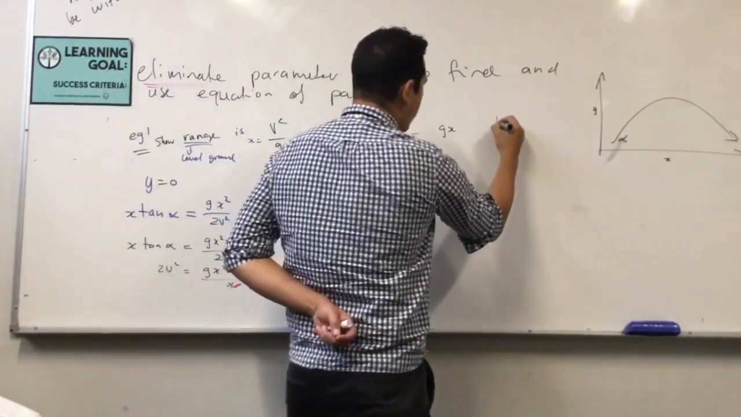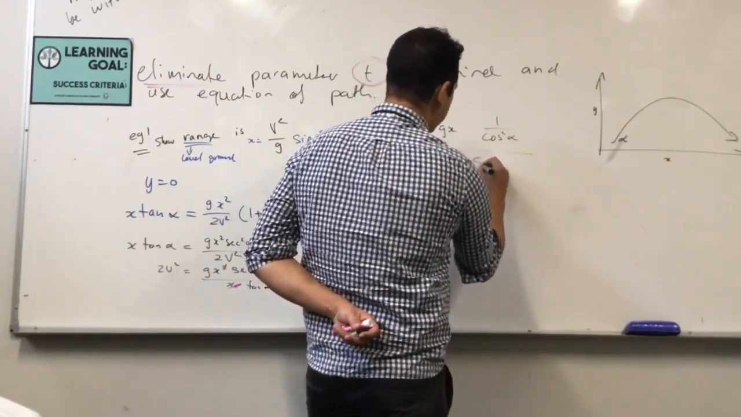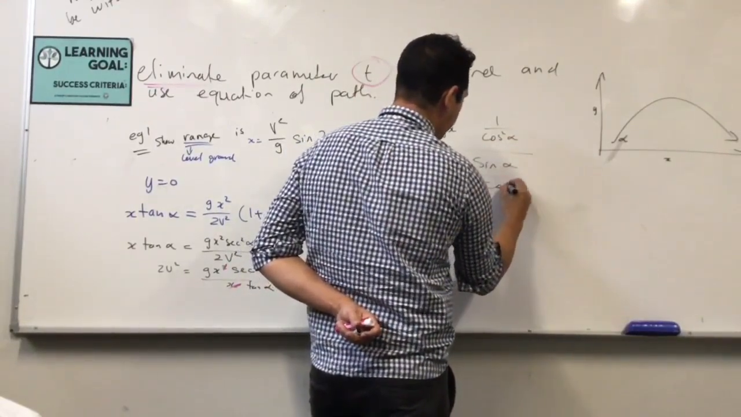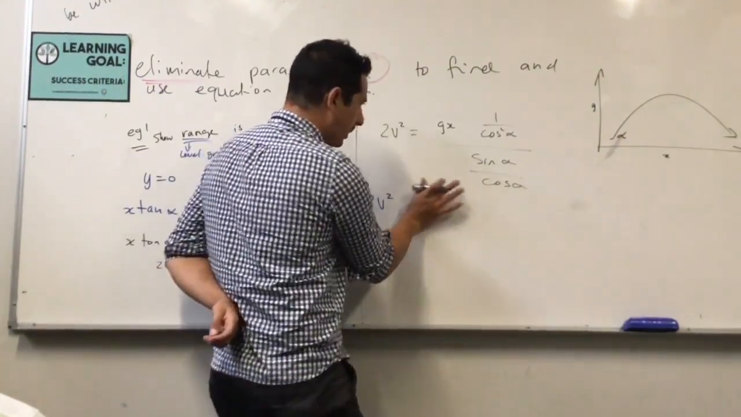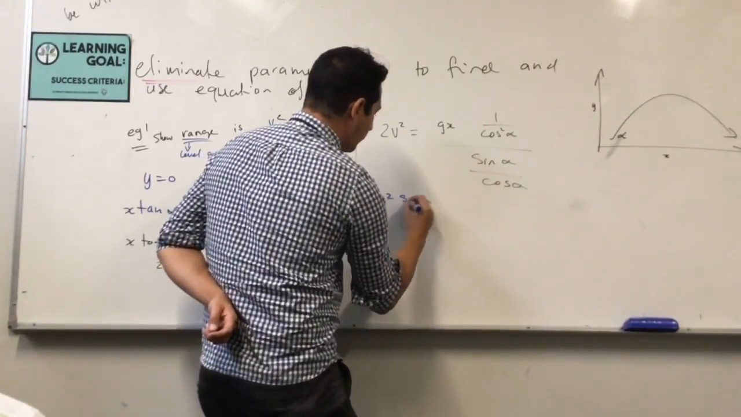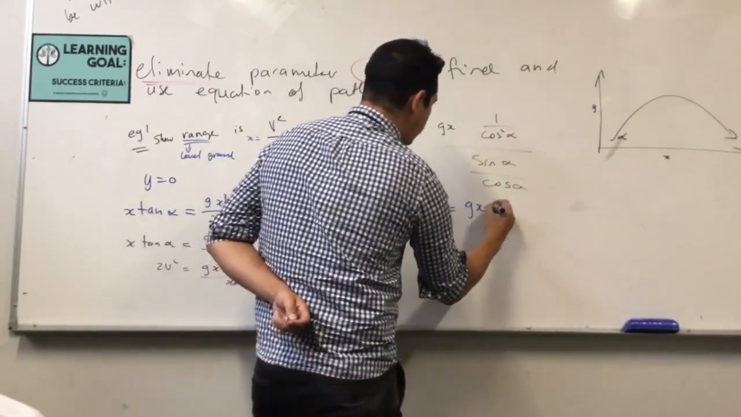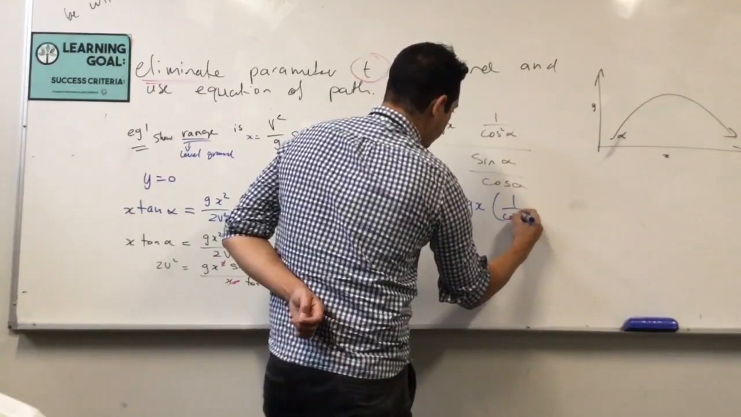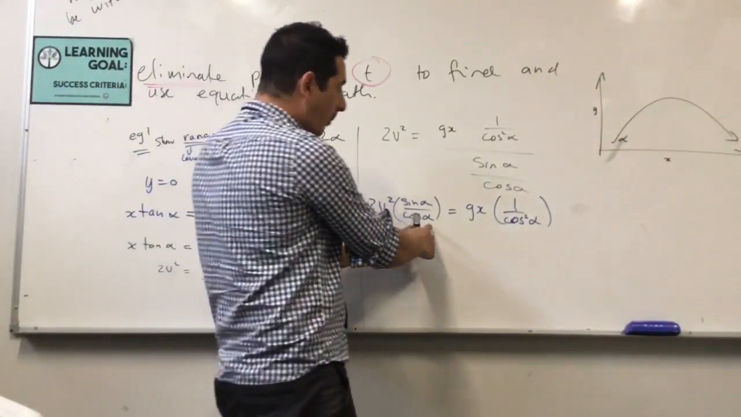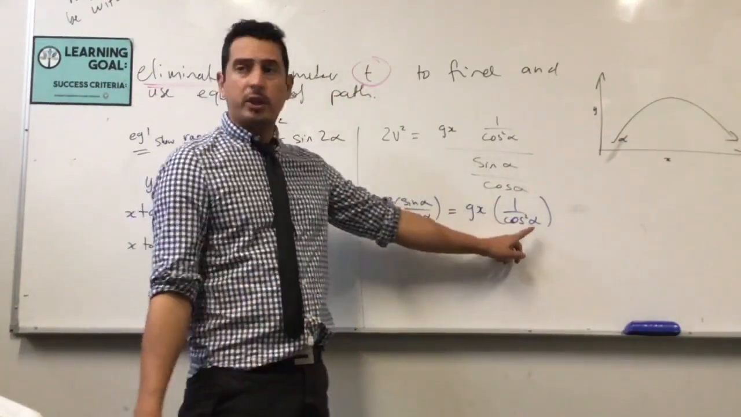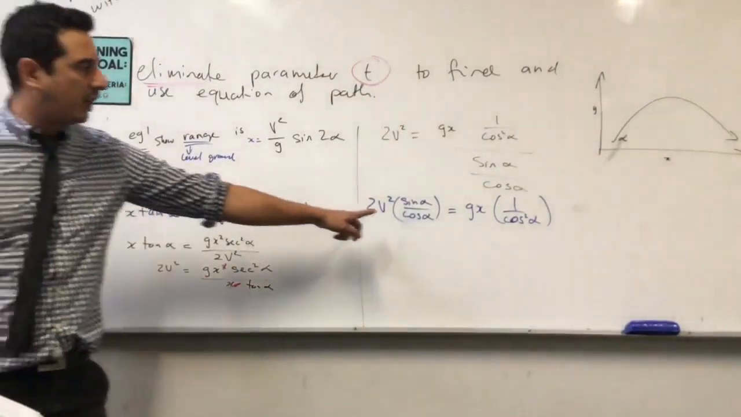And then we're going to go 1 over cos squared alpha, but that's all over what? Sine alpha over cos alpha, alright? 2v squared. If you want to do it in one step, you can. Sine alpha cos alpha is equal to gx over cos squared alpha. Alright. Multiply both sides by cos. If I multiply both sides by cos alpha, what happens to one of these cos alpha? That's not tan squared, so that's this guy here. Alright?